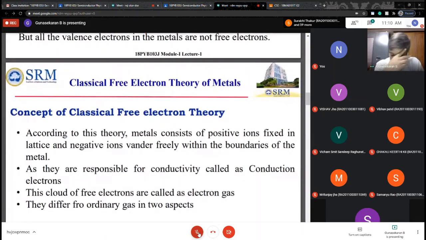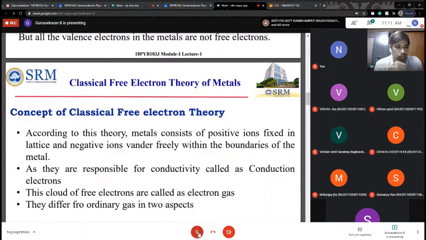This disturbance will obey certain laws. Drude and Lorentz assumed that the electrons obey the classical laws of mechanics, that is classical physics, the Newtonian laws of mechanics. Based on that, they take the Maxwell-Boltzmann distribution law, by which the velocities are identified.